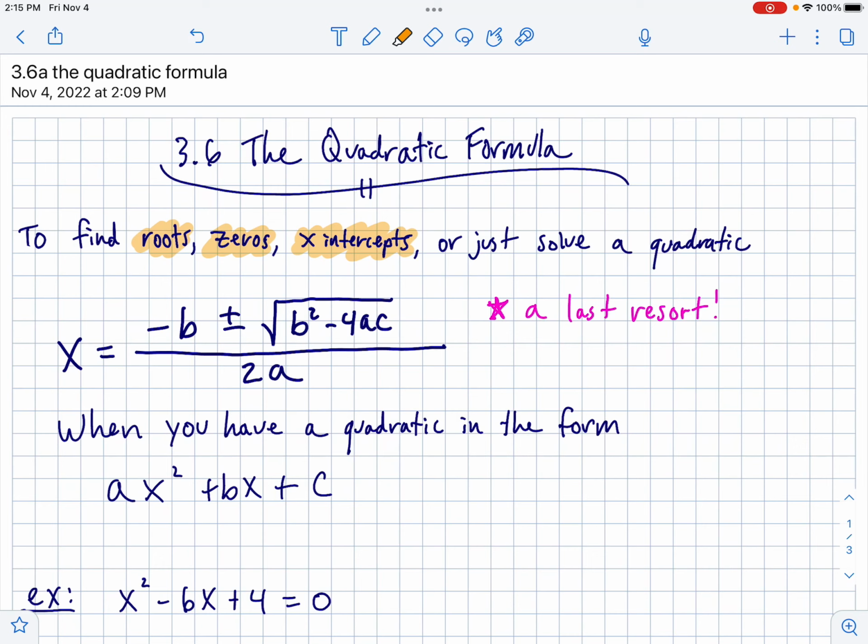So the quadratic formula: negative b plus or minus the square root of b squared minus 4ac, all over 2a. Mr. Jolly will walk you through the song, the Frère Jacques song.